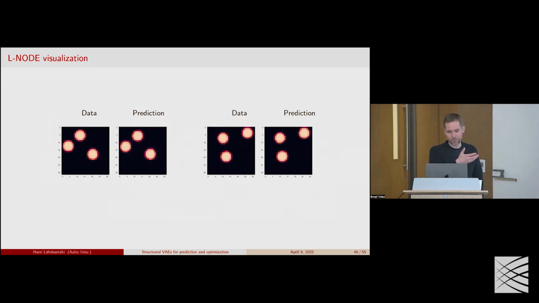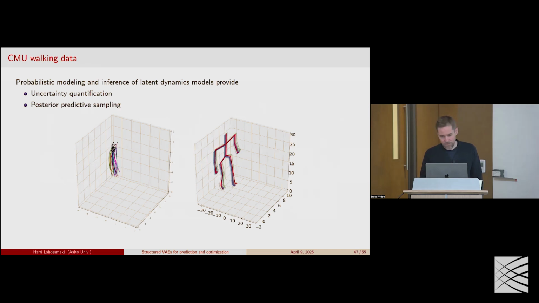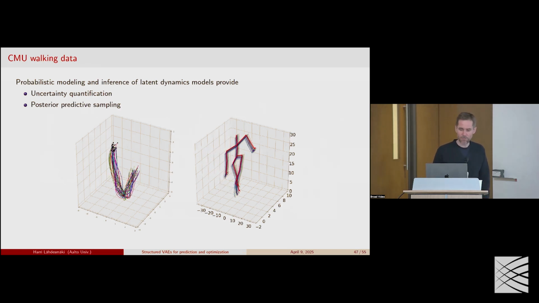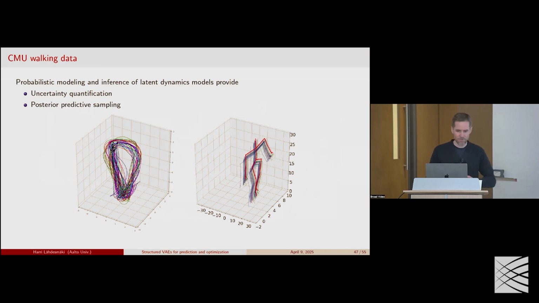And this is effectively what the model tries to do. So this is the data, high-dimensional trajectories. These are the corresponding predictions. And then we can also use these to quantify the amount of uncertainty in the latent variables.